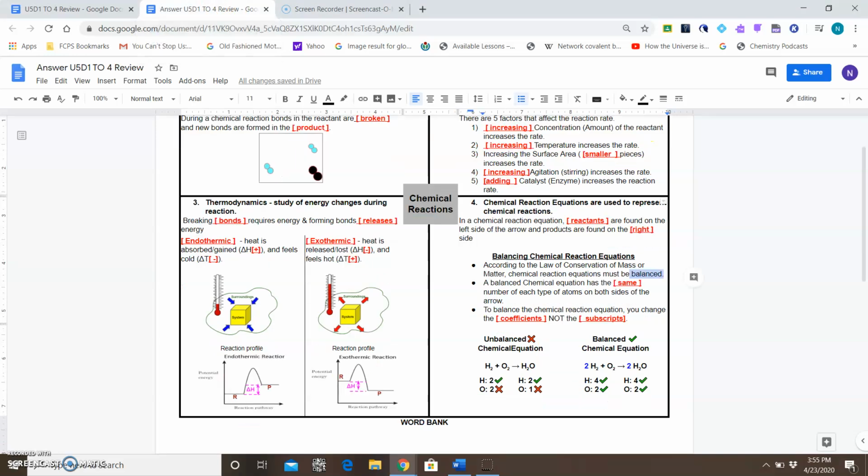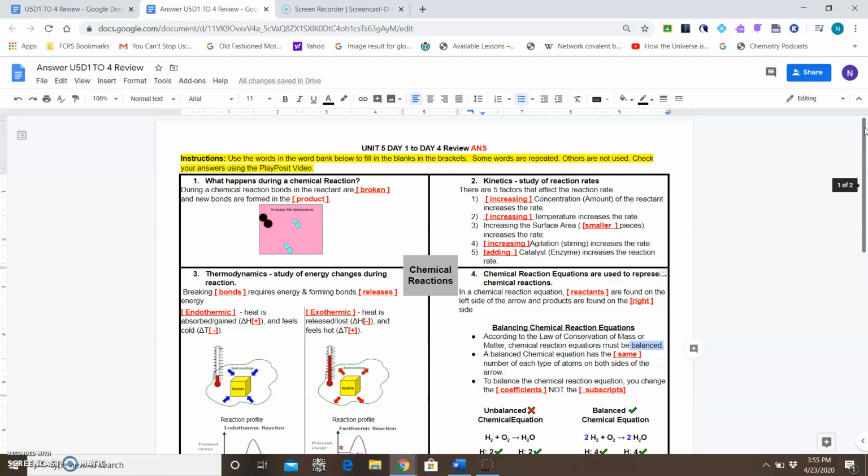Okay, so at this moment, you should have tried to fill these in on your own and or using your notes. So let's go over the information that is there, starting at the top. The first thing we learn in this unit is what happens during a chemical reaction. And during a chemical reaction, bonds in the reactant are broken and new bonds are formed in the product.